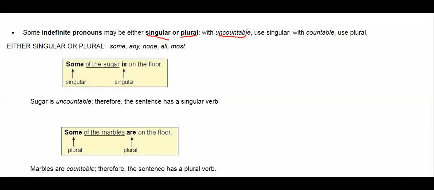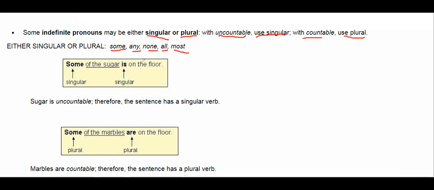Yes, you can take some time out if you have plenty of free time. Yes, you can count it, but generally it is considered uncountable. So with uncountable, we use a singular verb, and with countable, we use a plural verb. Either singular or plural: some, any, none, all, most. These five pronouns can be considered both singular or plural based on the usage of the phrase in between them.